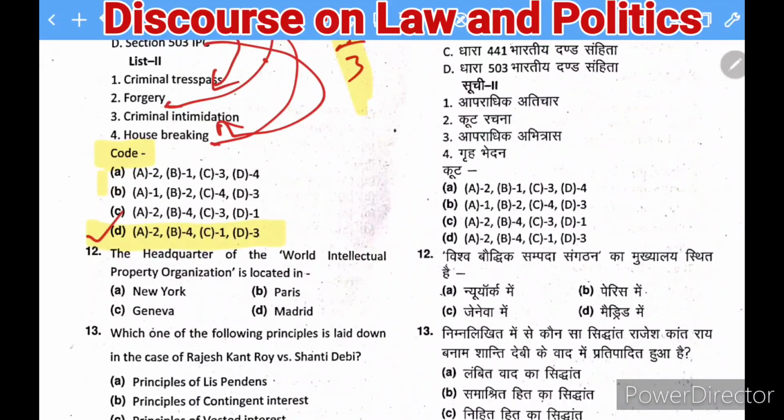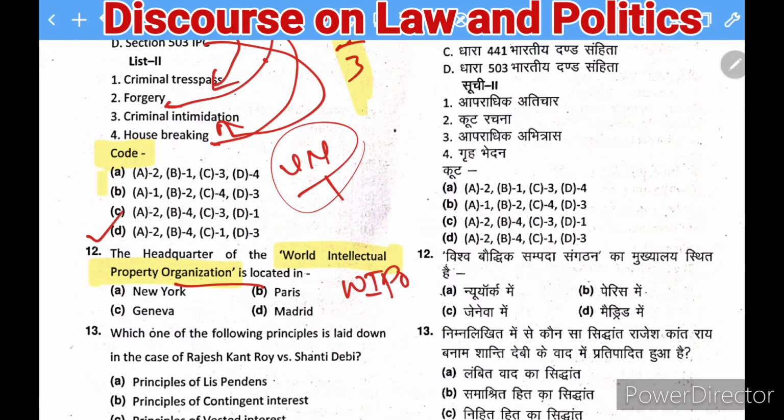Next question is here. Where is the headquarters of the World Intellectual Property Organization located? My dear friends, I have made a video on this where I discussed the UN organizations and its agencies. I covered this aspect in one video, and you can visit that one. The World Intellectual Property Organization is abbreviated as WIPO. So where is it? It is in Geneva.